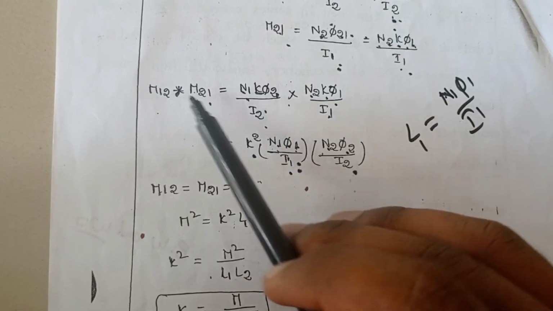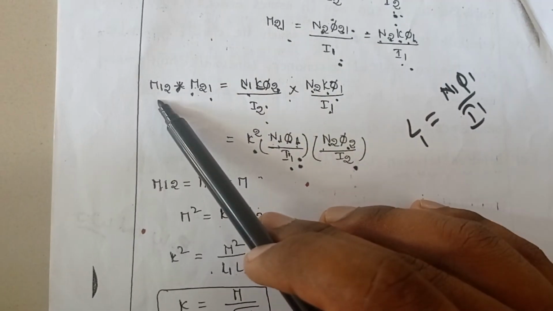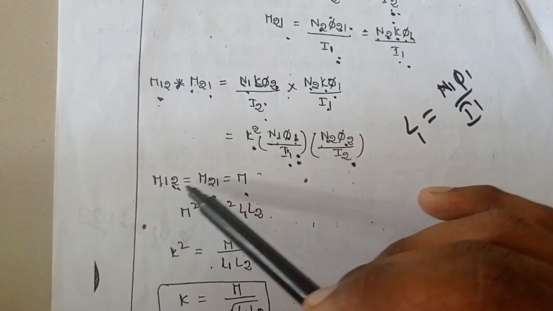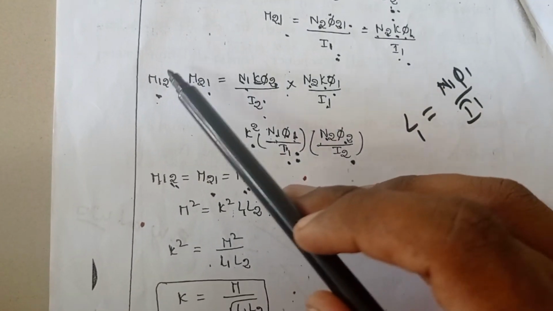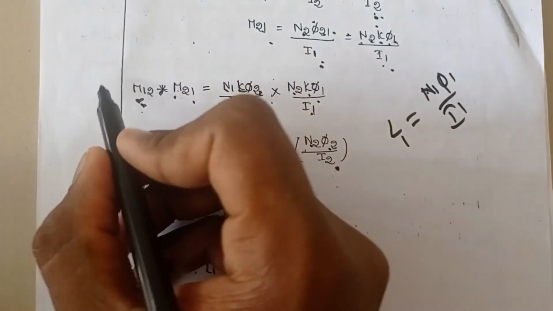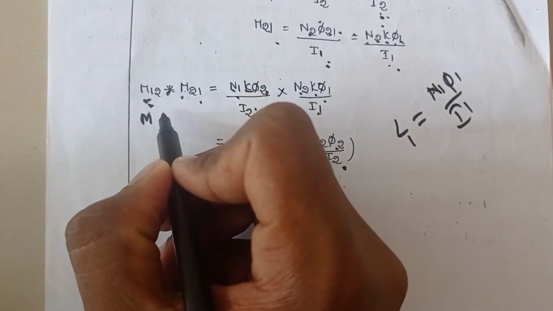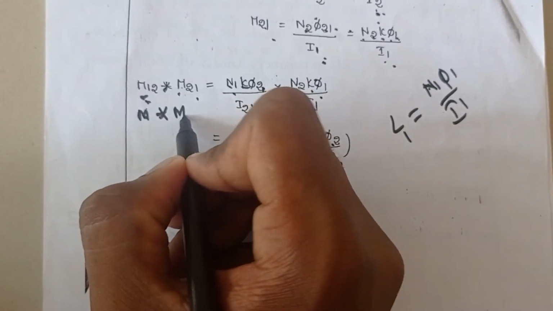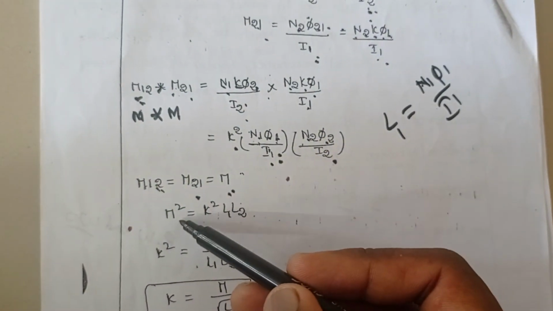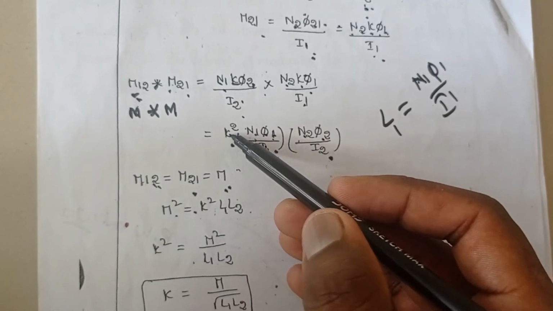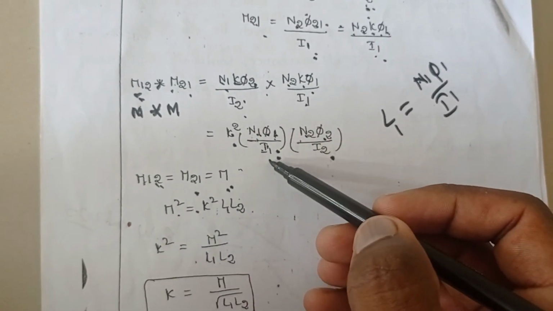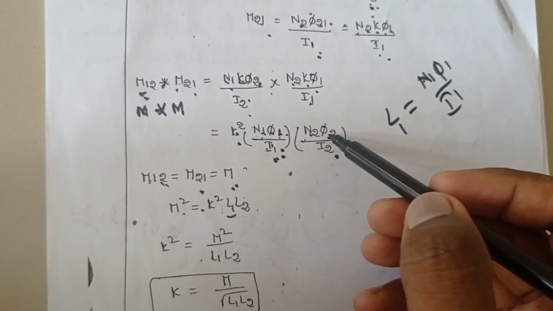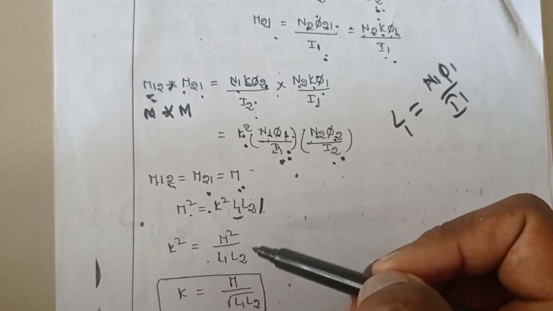Now let's assume M12 equals M21 equals M. Then in the place of M12 we can write M, and in the place of M21 we can write one more M, giving M square. That is written here: M square is equal to K square into N1 φ1 by I1 into N2 φ2 by I2. What is N1 φ1 by I1? That is nothing but L1, and N2 φ2 by I2 is nothing but L2.